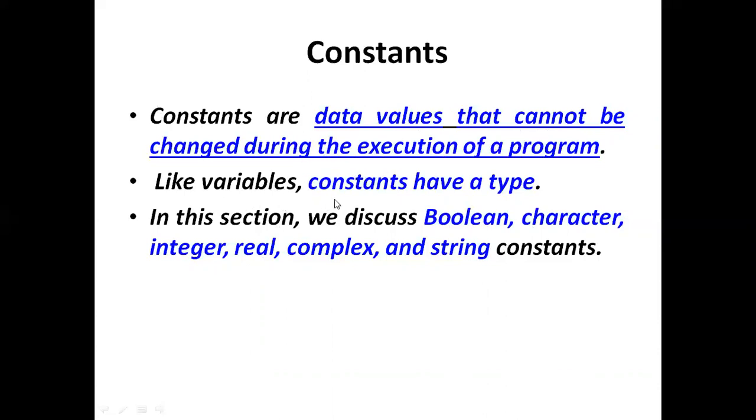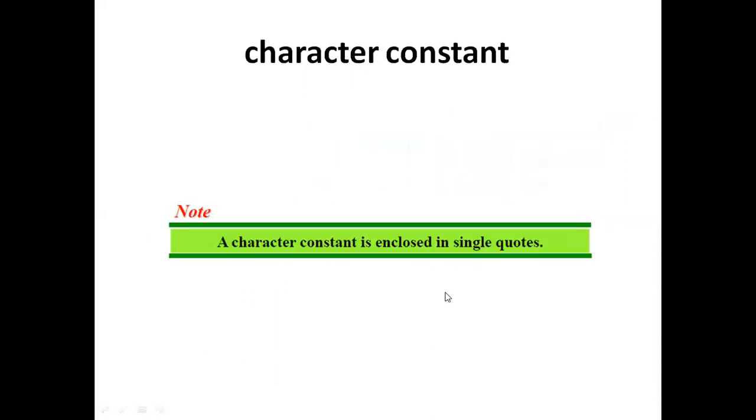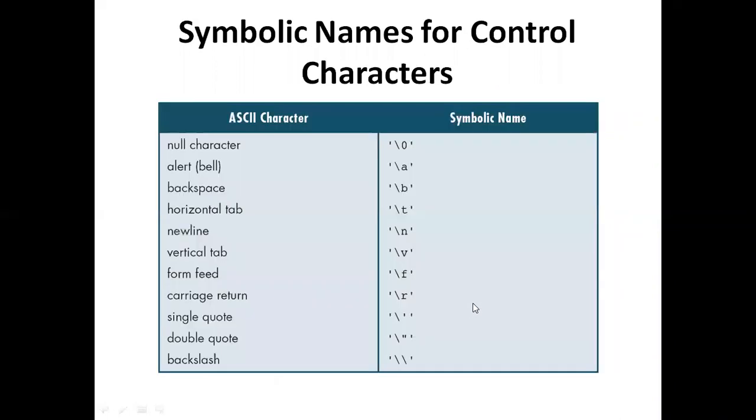Like variables, constants have a type. What are the different types of constants we have? Boolean constants, character constants, integer constants, real constants, complex constants, and string constants. A character constant is enclosed inside single quotes.